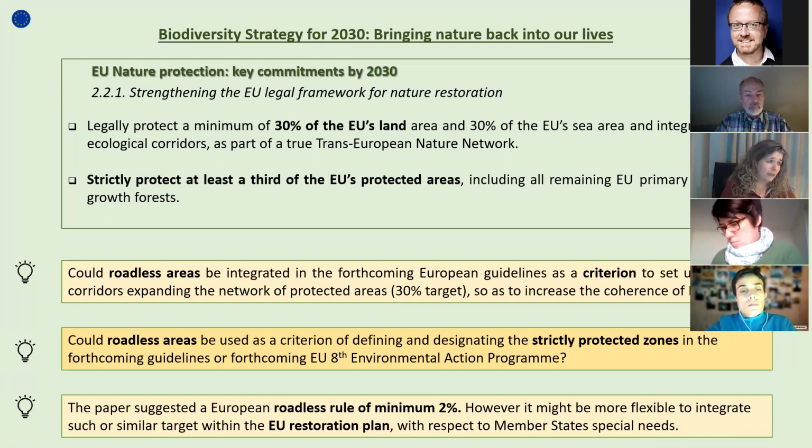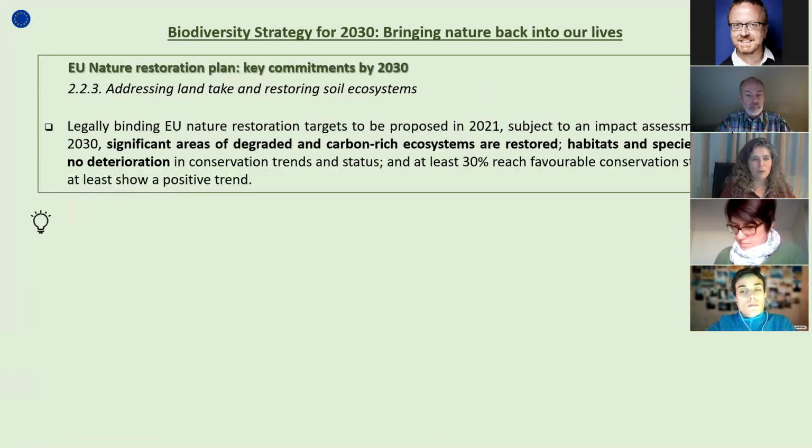I think that in the current legal frame, it is more flexible to integrate such a target in the EU restoration plan of the biodiversity strategy. And let me explain what I mean. Here are the key commitments of the EU nature restoration plan, addressing land take and restoring soil ecosystems. So we need areas of degraded and carbon-rich ecosystems to be restored. Habitats and species should not show deteriorating trends, and they should be improved by 30% at least.